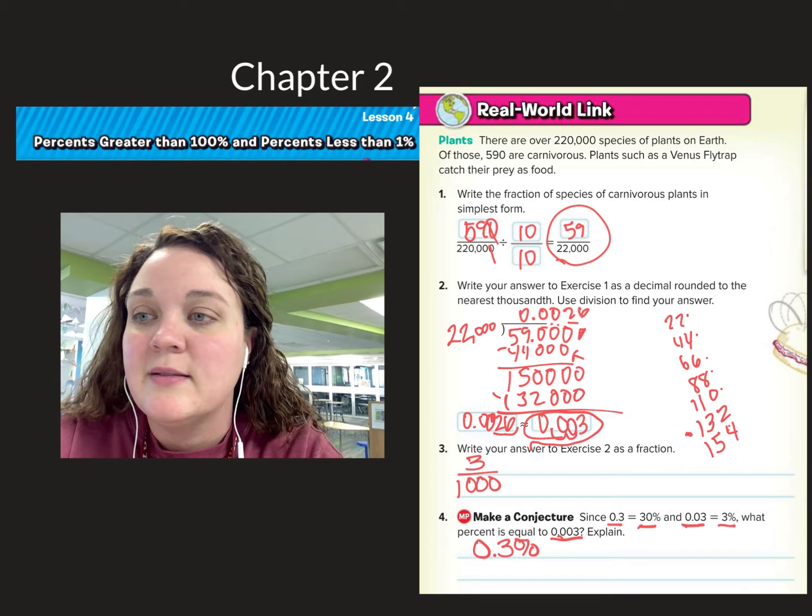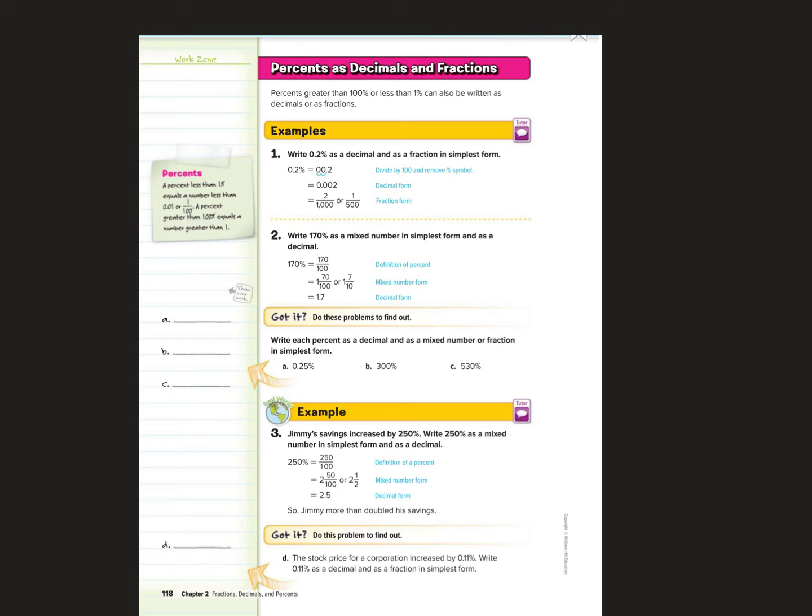So it says to explain, there's my explanation. I did it in words. Let's move on. All right, so percents as decimals and fractions. So if I have 0.2%, as a decimal, I need to go smaller, right? And so I'd move it twice. So as a decimal, it'd be 2 thousandths, or as a fraction, it'd be 1/500th in reduced form.